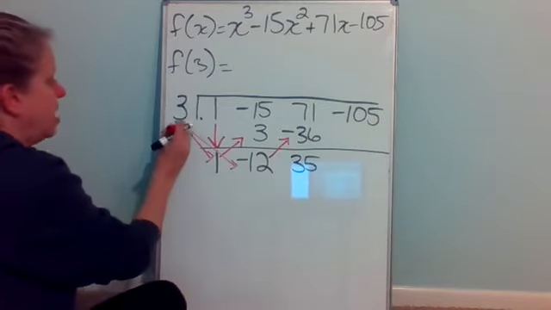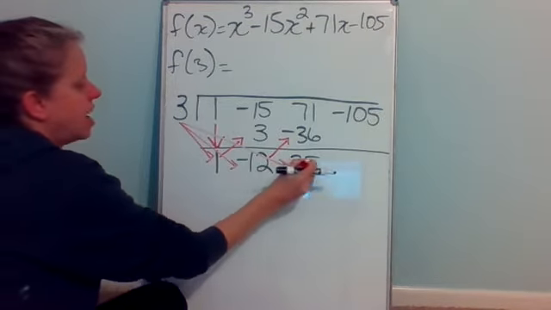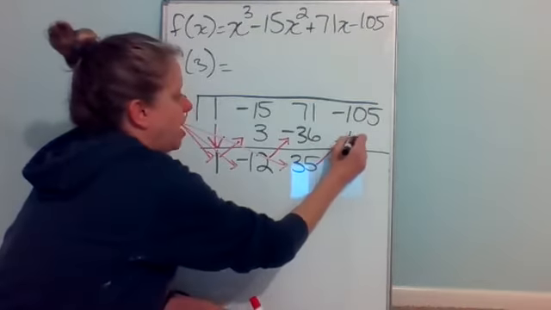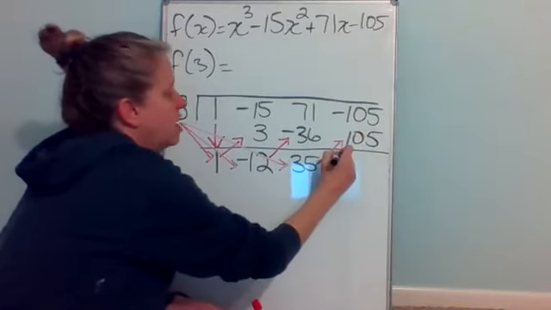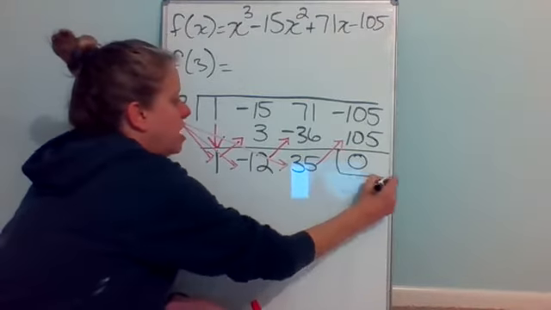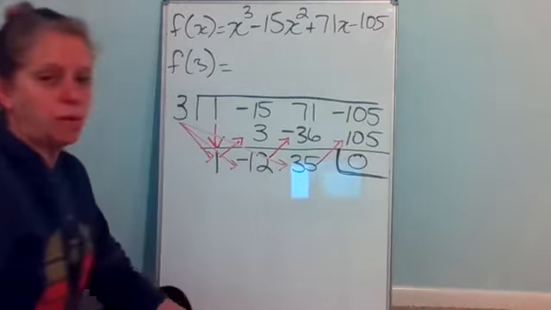And then do it one last time. So 3 times 35, put your answer there. So 3 times 35 is positive 105. So when I add that straight down, I get 0. This here is actually your remainder.